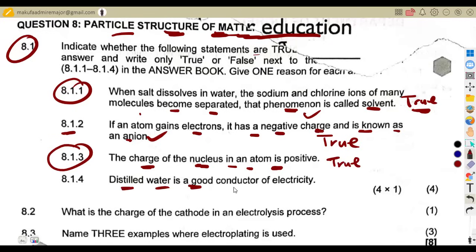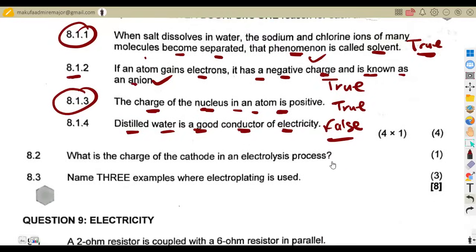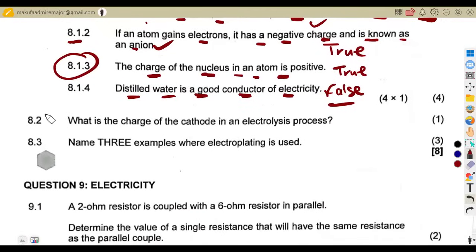Distilled water is a good conductor of electricity. This is false. Distilled water does not contain any dissolved salts, so it is a poor conductor of electricity. It is not a good conductor because it does not contain any dissolved salt. But as long as we are with water, guys, do not play with water. No matter if we are saying it's not a conductor, when it comes to water, never play with water and electricity at the same time.